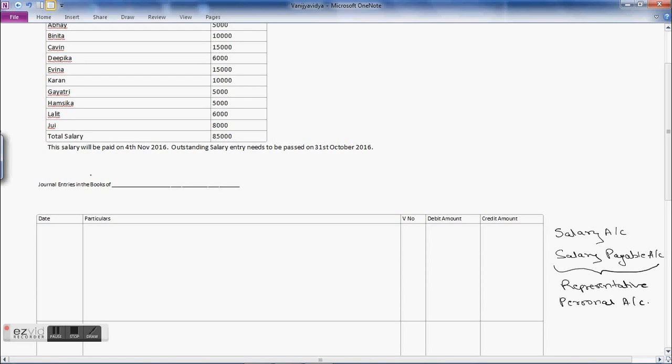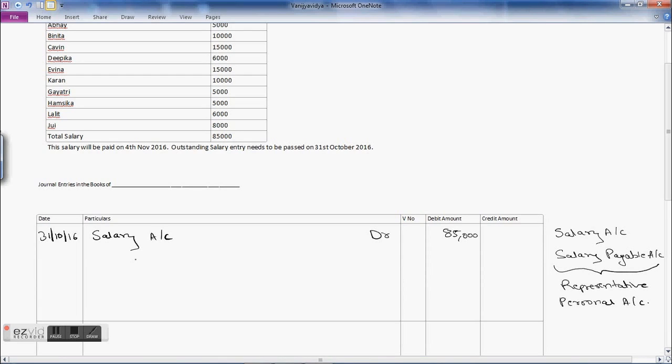Now what will be the entry as on 31st October? We'll put a date, 31st October 2016. Now salary account is a nominal account. So what is the rule? Debit all expenses and losses, credit all incomes and gains. So salary is an expense. So salary account debit, what is the amount? We'll put the total amount of salary. Okay, we will be passing an entry for all the employees in one account, that is salary payable account. So 85,000.